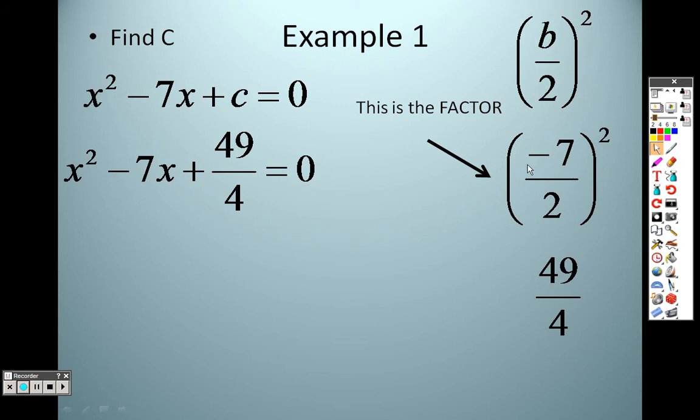This is your factor. So basically what you get is x minus, because it's a negative, 7 halves squared. That is the factor that you end up getting. So you do all this work to find your factor, and that factor is this item right here. And then when you complete the squares, thus the term squared, that item is squared.